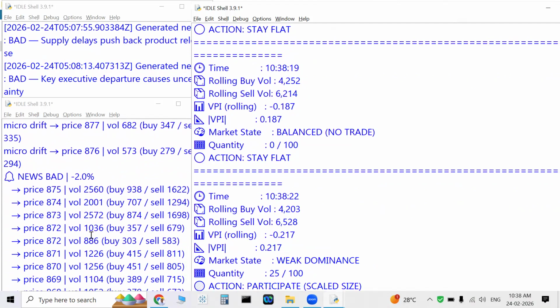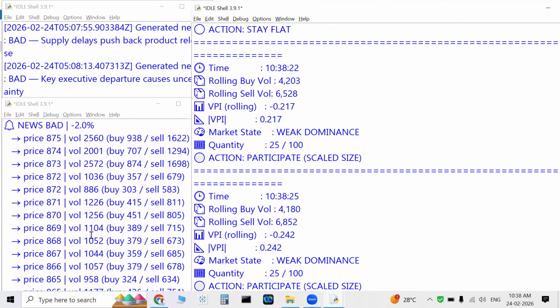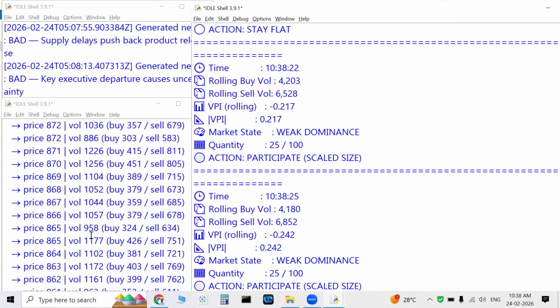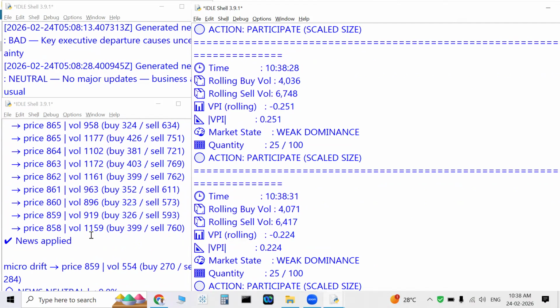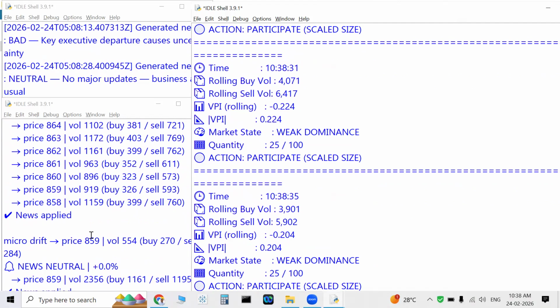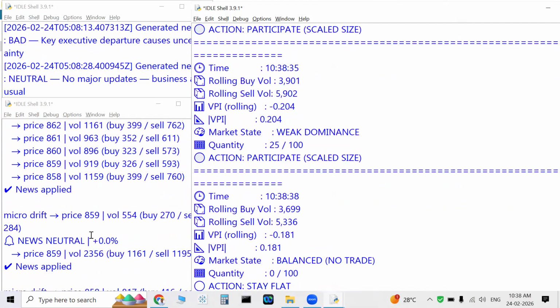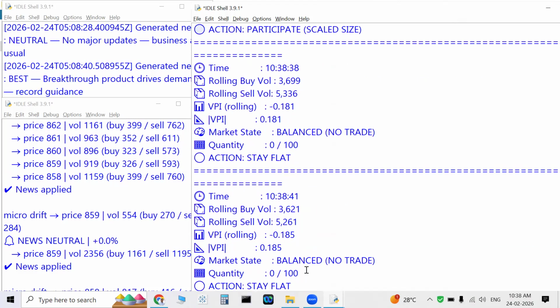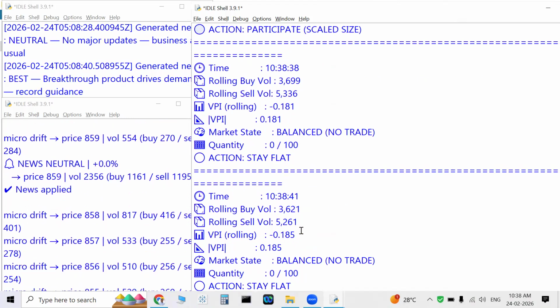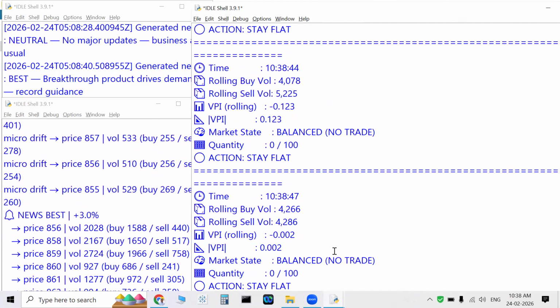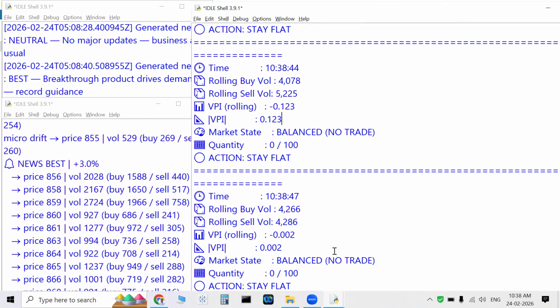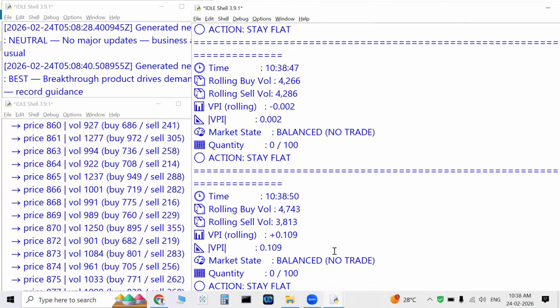The bad news has come. You can see it says, trade for 25 quantity. I think for a worst news, it is going to say 50 quantity, but it has to be of a continuous nature. If neutral news is there in the market, it says don't trade because the VPI has no dominance. It says no quantity. The best news has come, the VPI is going to increase for sure. The best news has come.